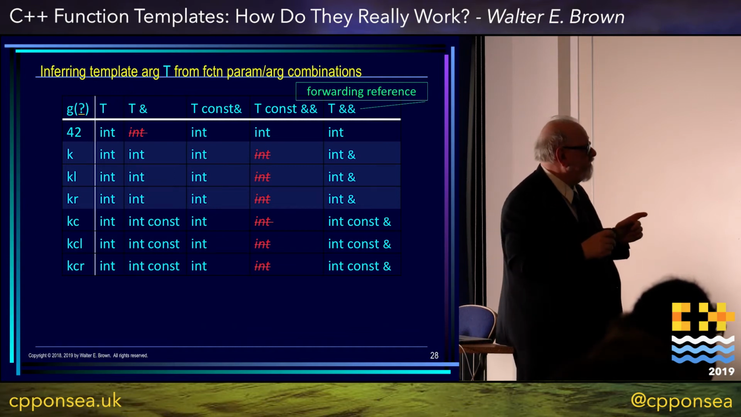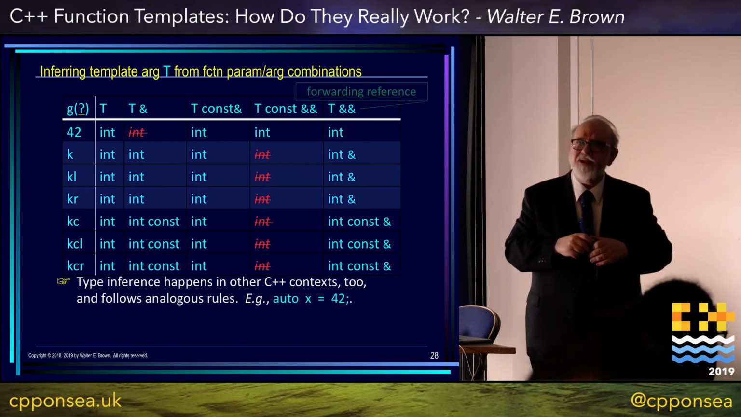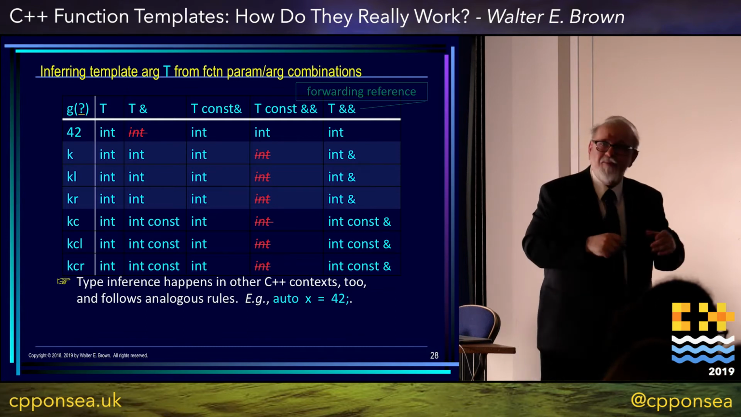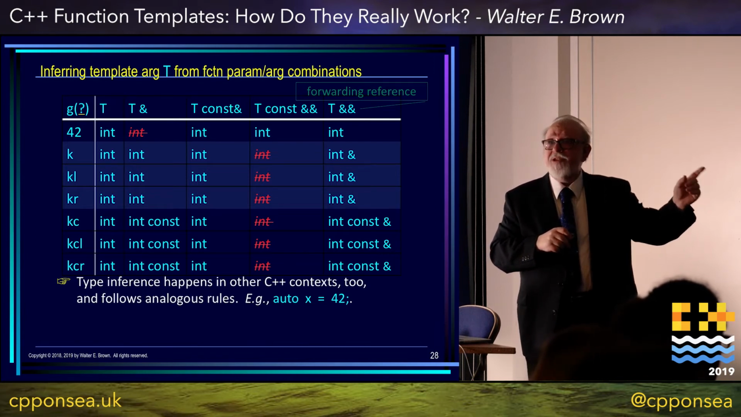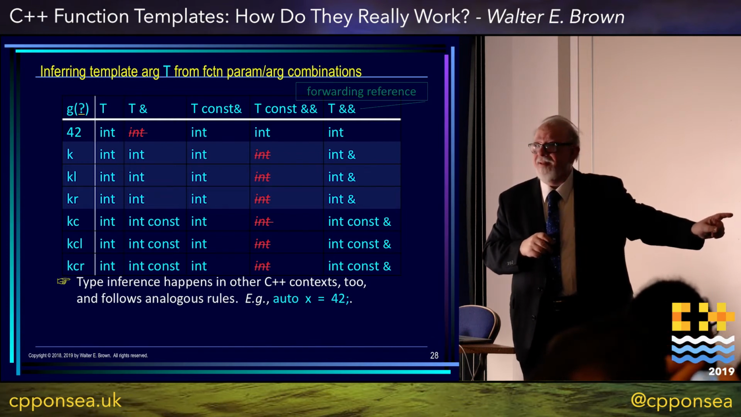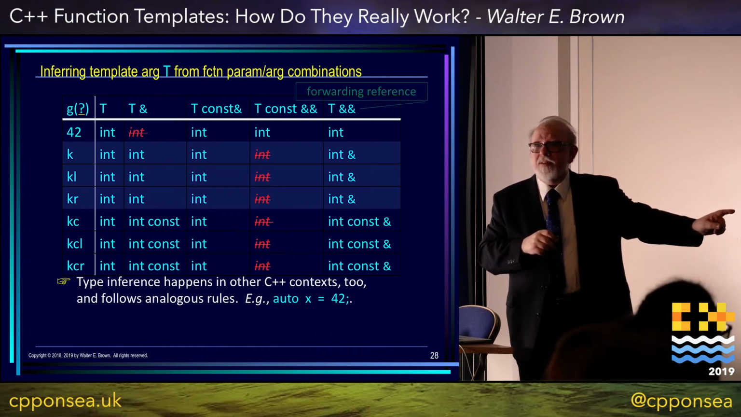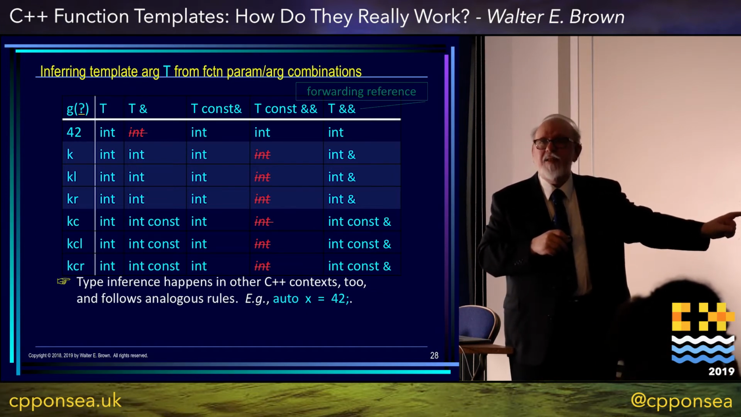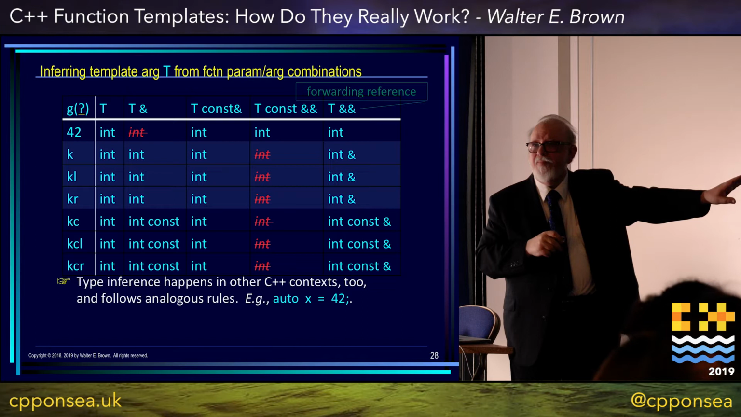Two footnotes. Type inference is not limited to this context. It arises in other places in C++ just as well. For example, if you declare a variable as auto, there's a reason why the same rules work there. The reason is we designed it that way. No new rules when you use auto. The way the compiler figures out the exact type of that variable is exactly the same way that the compiler would figure out the type of the template argument. No new rules.